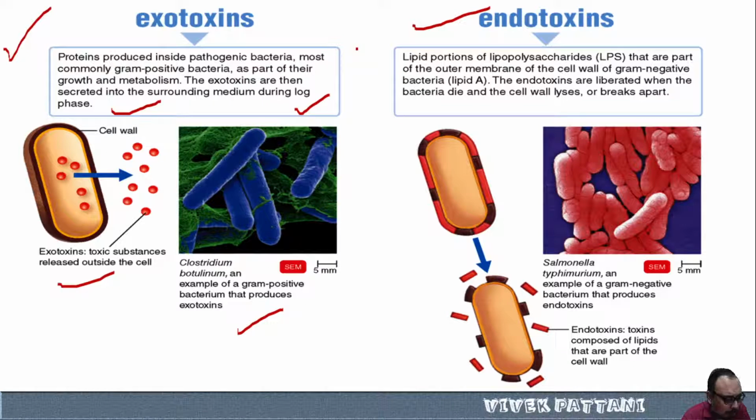They are the lipid portions of lipopolysaccharides that are part of the outer membrane of the cell wall of gram negative bacteria. So I am again repeating it. They are the lipid portions of the lipopolysaccharide that are part of the outer membrane of the cell wall of gram negative bacteria, basically also known as lipid A. The endotoxins are liberated when the bacteria die, the cell wall lyses, or the bacteria breaks apart.